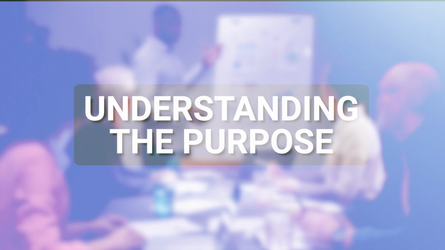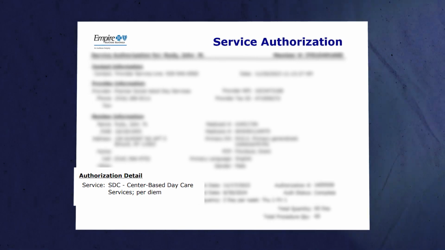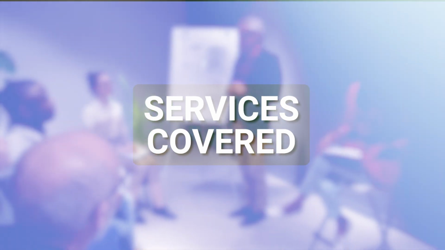Understanding the purpose. Next, look for the section that explains the purpose of the authorization. Is it for home care, adult daycare, or assisted living program? This is your starting point. Services covered. In the authorization details or services covered section, you will discover what type of care is provided. Is it nursing, therapy, or assistance with daily living tasks? Make sure it aligns with the patient's needs.